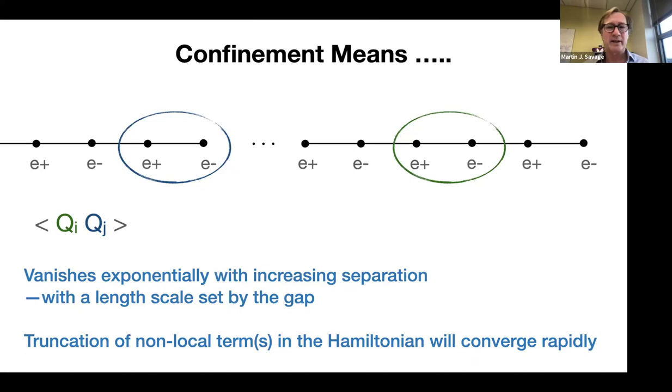Of course, you have to come back and check this at the end of the simulation by calculating the charge-charge correlator and showing that, in fact, it falls exponentially in the vacuum state and the states that you're looking at. But this corresponds to a reorganization of the Hamiltonian, reorganizing terms in a systematic way that corresponds to the distance between the charges, and then truncating so that there's a maximum distance between charges that you include in that term in the Hamiltonian. And then as you increase that distance, you should see the system converge nicely.